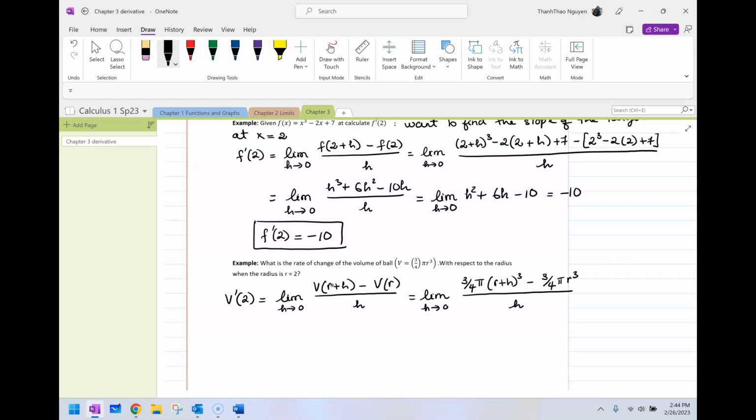divided by h. Let's go ahead and factor out 3/4 pi. So this equals 3/4 pi times the limit as h approaches 0 of r plus h cubed minus r to the third divided by h. This equals 3/4 pi times the limit as h approaches 0, and we will expand the numerator and simplify.